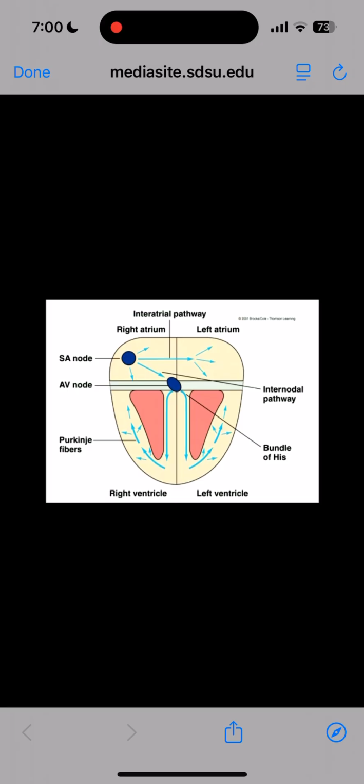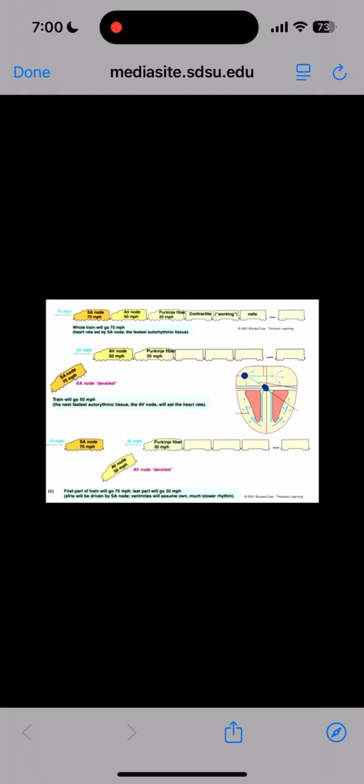Now, one way that we can view these pacemaker cells is to think of them as a train, okay? At the very top, we have the SA node, which is linked to the AV node and the Purkinje fibers. And when they're all linked together, fine, no problem. You're going to have a heart beating at the normal rate. It will be able to respond to sympathetic activity, which goes to the SA node.